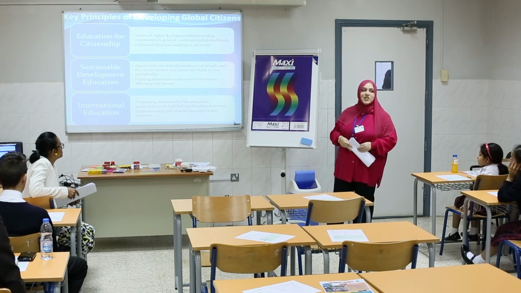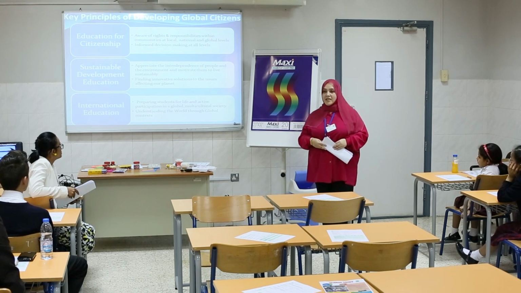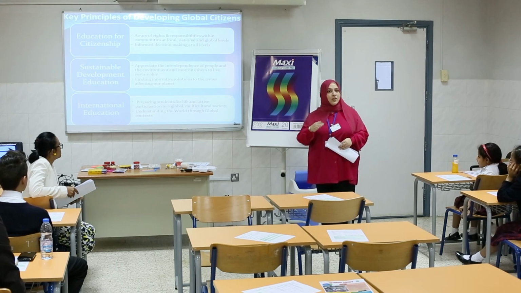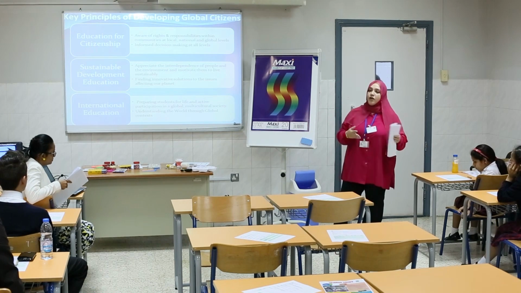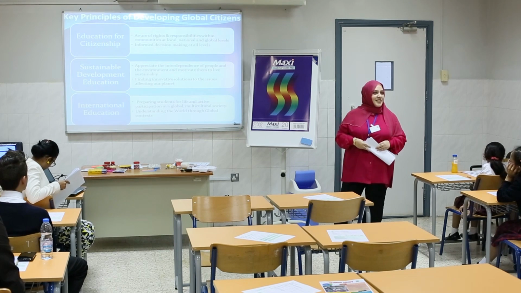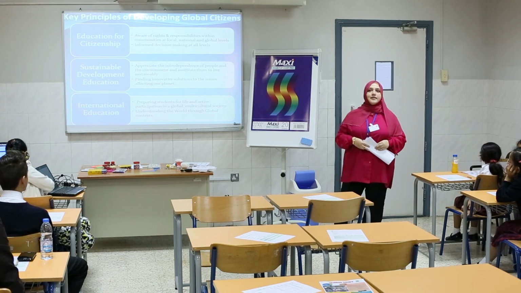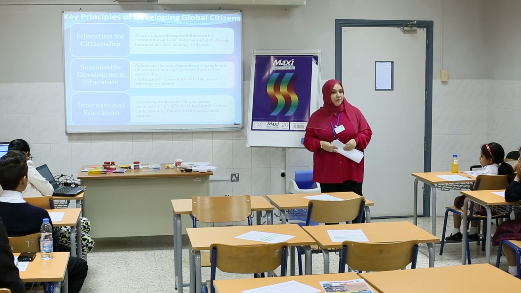Number 1, it's education for citizenship. A student needs to know what his rights and responsibilities are in a global community, or at all levels: local, national, and international. The child needs to be made a part of the decision-making process so that we can foster his decision-making qualities and prepare him for the future, for the global issues that these children have to face.